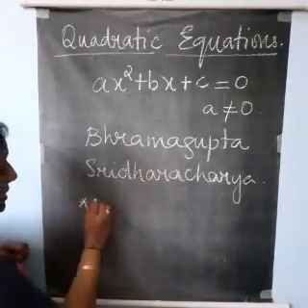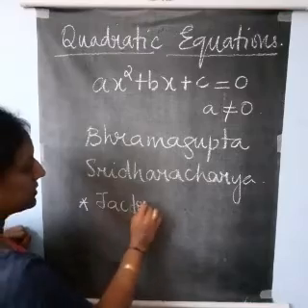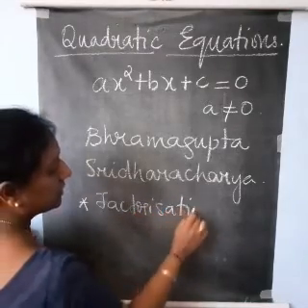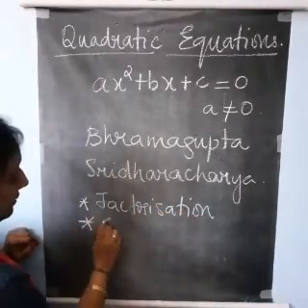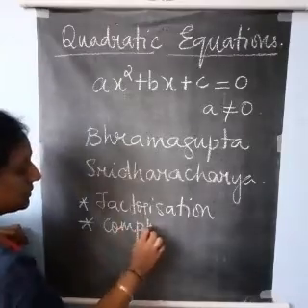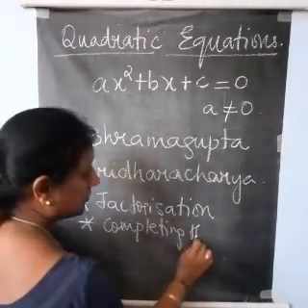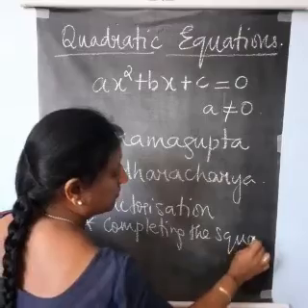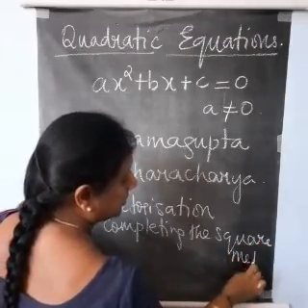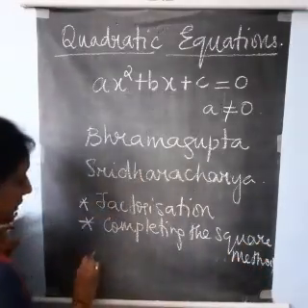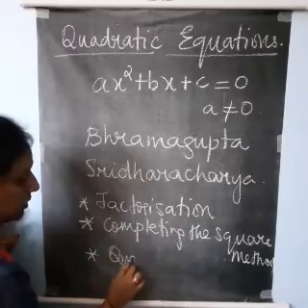So there are three methods. What is the first method? The methods are factorization. Then we have completing the square method. And the quadratic formula.